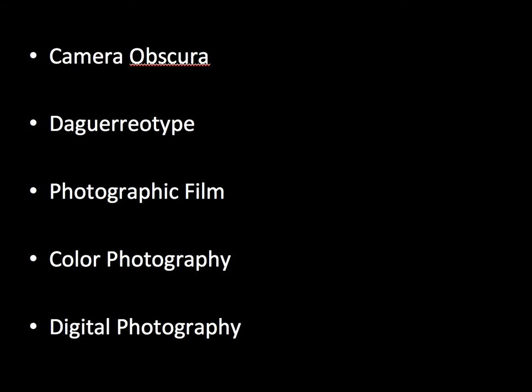Alright, so let's just make sure here with photography that we know the chronological order in which these things develop. That we start with the camera obscura, we move down to the daguerreotype, then our photographic film, then color photography, and lastly digital photography.